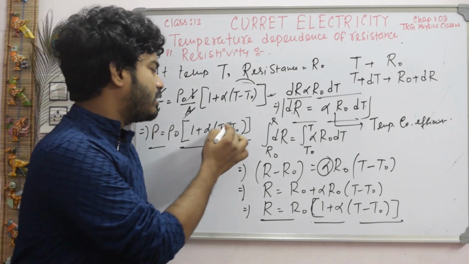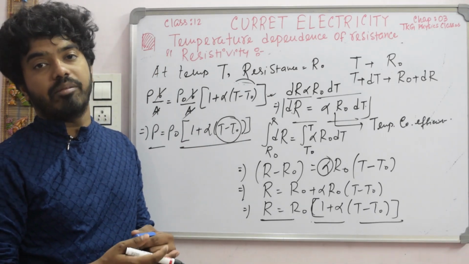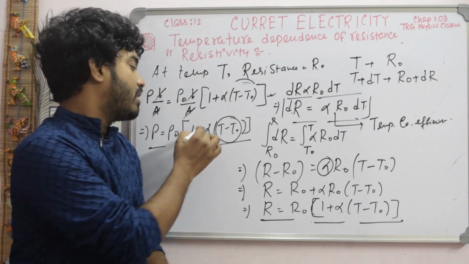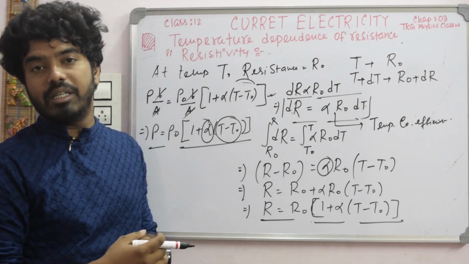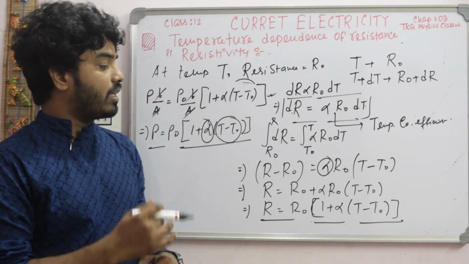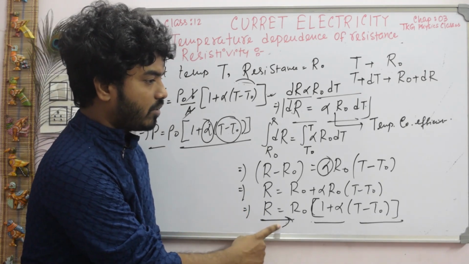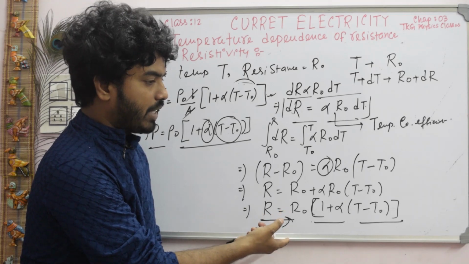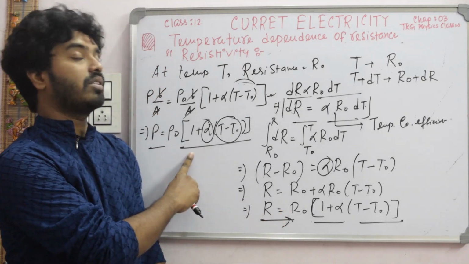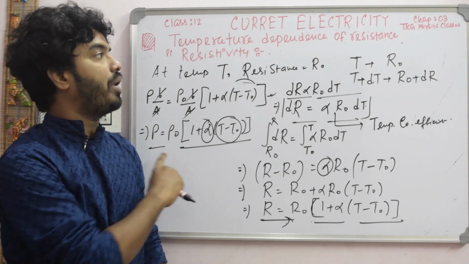Here T minus T naught indicates the change in temperature, and alpha is the temperature coefficient. So this expression gives the variation of resistance with respect to temperature in the case of a conductor, and this one gives the variation of resistivity with respect to temperature in the case of a conductor.